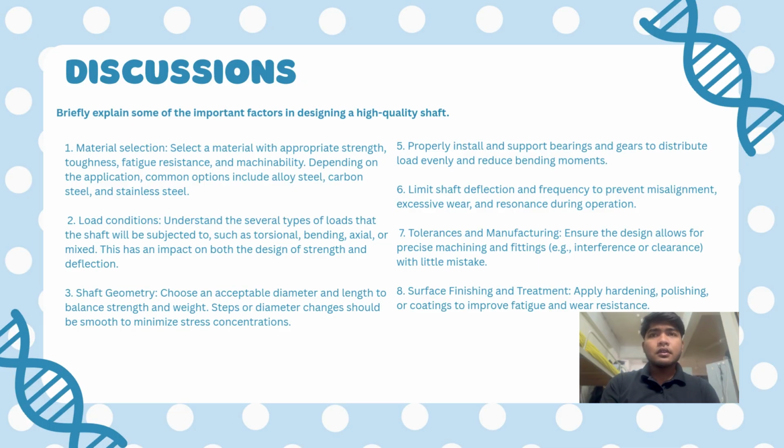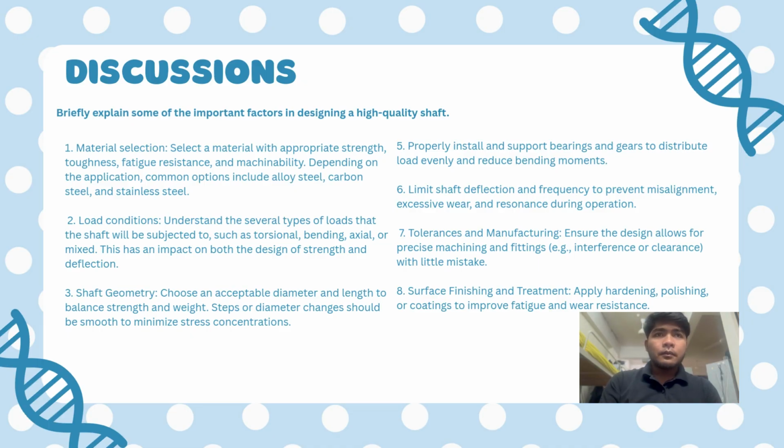Okay, the second one is load conditions. Understand the several types of loads that the shaft will be subject to, such as torsional, bending, axial, or mixed. This has an impact on both the design of strength and deflections. Okay, the third one is shaft geometry. Choose an acceptable diameter and length to balance strength and weight. Steps or diameter changes should be smooth to minimize stress concentrations.